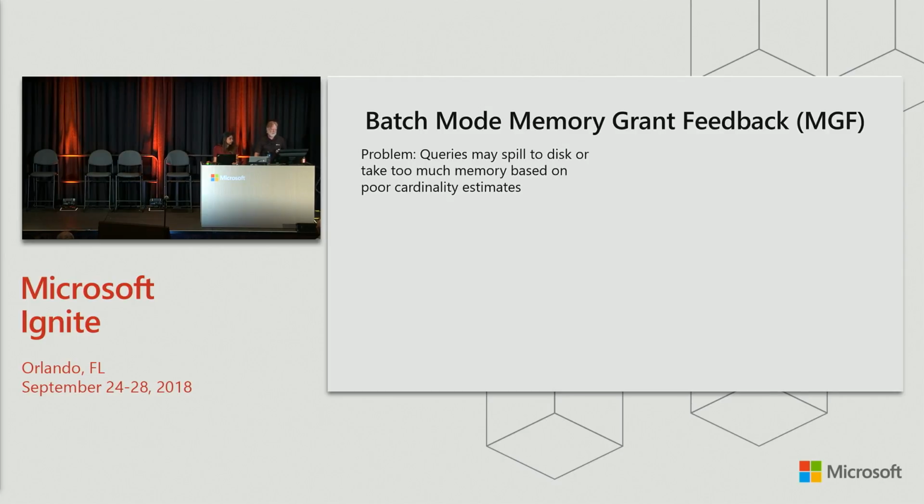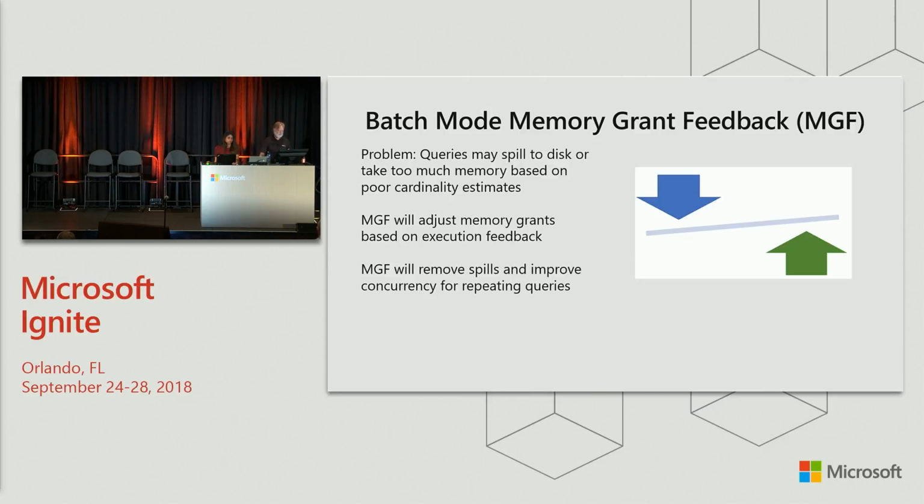So batch mode memory grant feedback. Again, this is a 2017 feature. And the problem is there's times when for every query, we have to grant ourselves memory to work in. We have to have scratch space in memory. If we overestimate the amount of memory that we're going to need, we're going to starve all the other queries. If we underestimate, we're going to end up spilling to disk. And that's all driven by poor cardinality estimation.